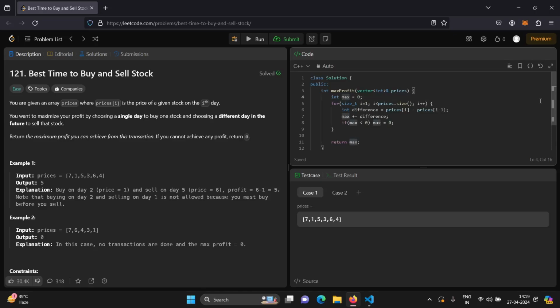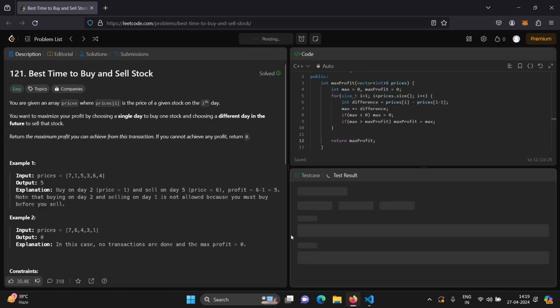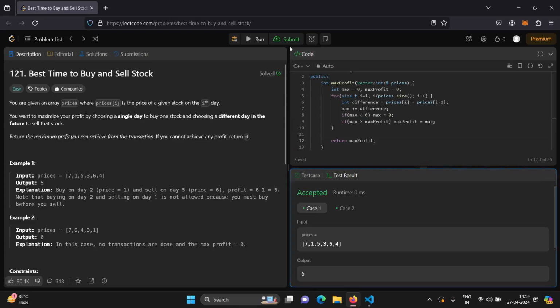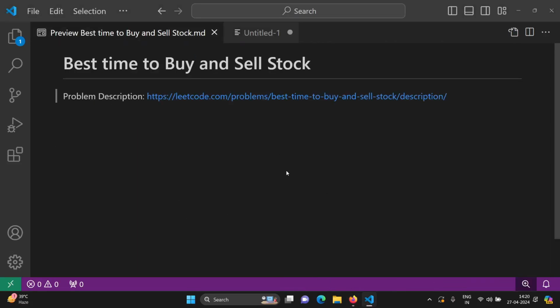So we are going to keep another variable with us, which is max profit, which is 0. If max is greater than max profit, max profit is equal to max, and we will return the same as well. Now let's try to run this code. We pass and let's submit this. It works.